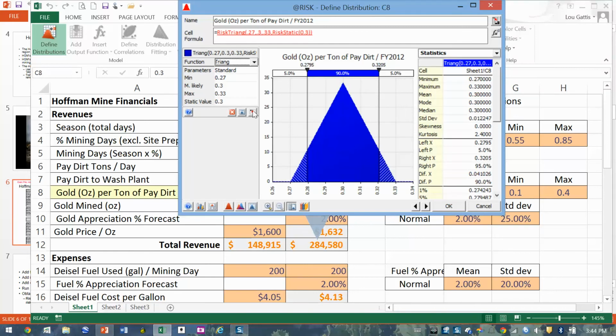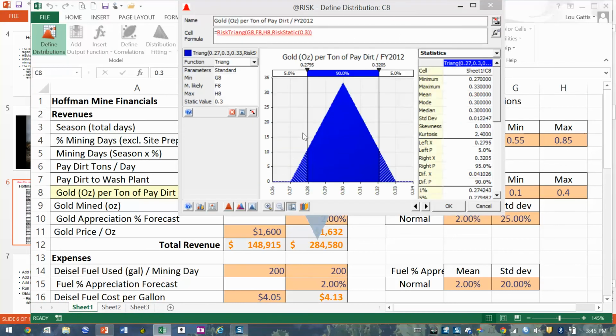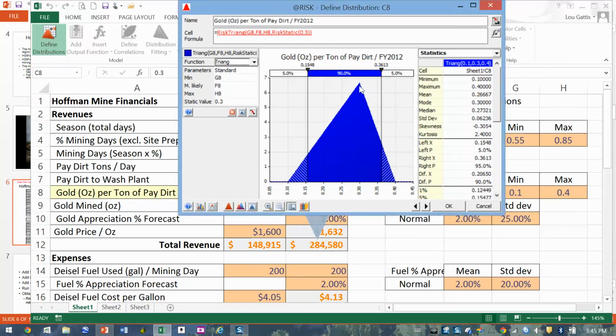So let me copy some values from Excel. I'm going to say the least amount of gold is 0.1 ounce, the most likely is 0.3, and the max is 0.4. So my distributional assumption looks like this. I believe 0.3 is the most likely. It could be a little bit better, and it could be a lot worse.